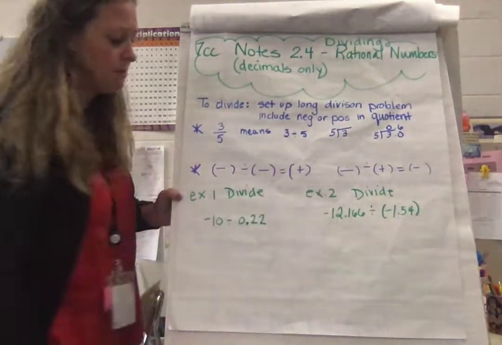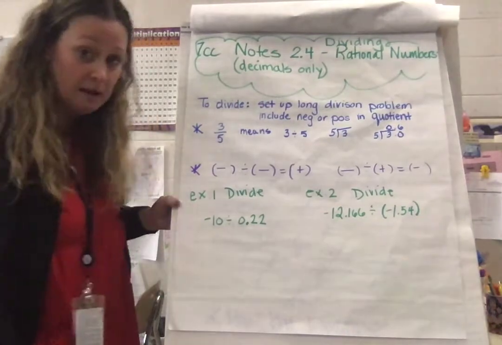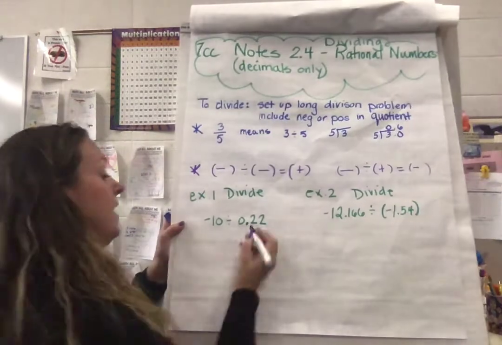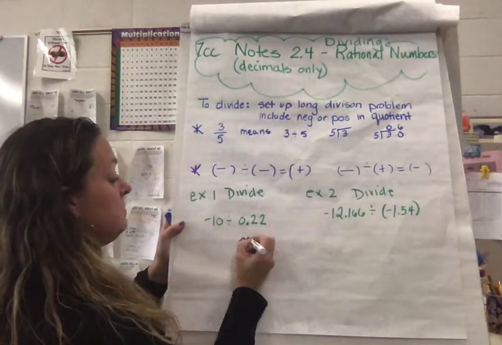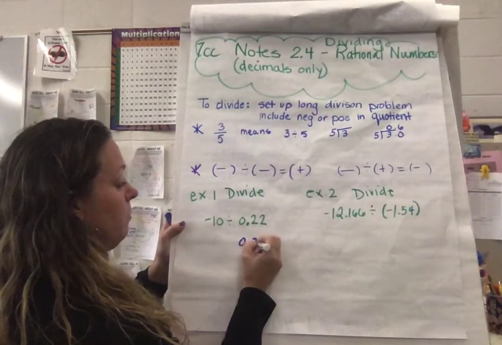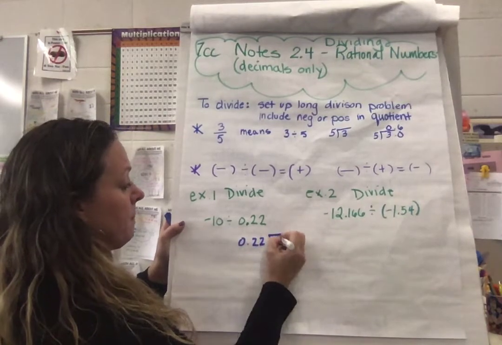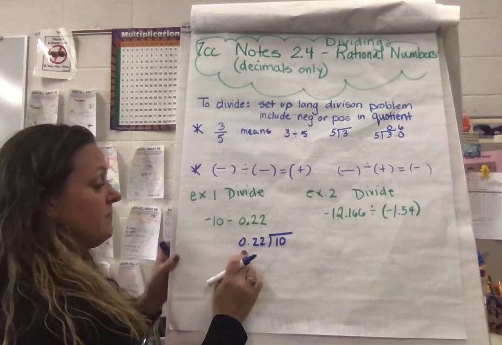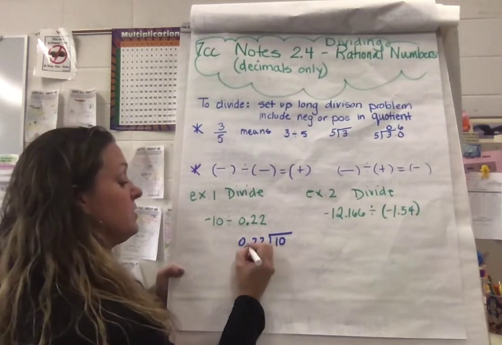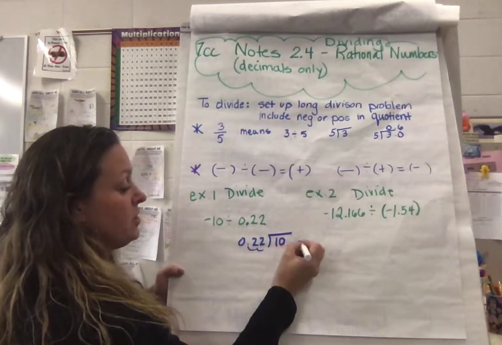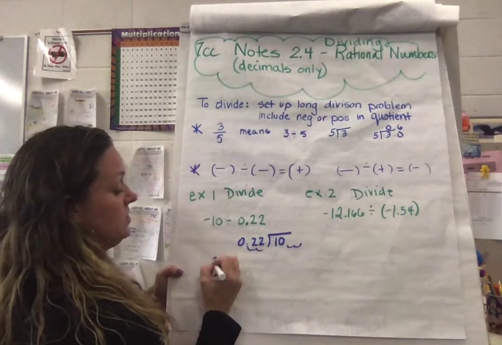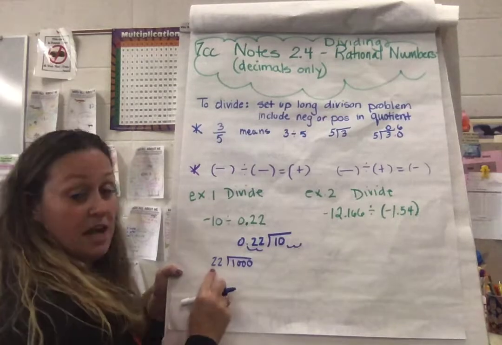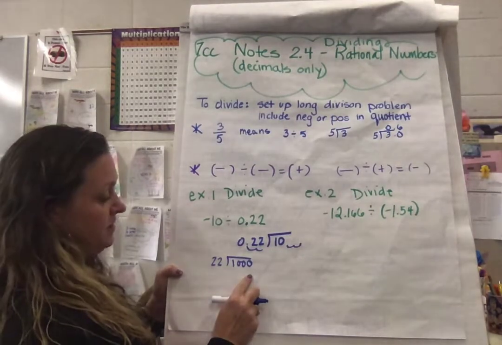I have 2 examples that I'm going to do, and you will be expected to do long division. In the first example, I have 10 being divided by 0.22. 10 is being divided by 22 hundredths. Because there's a decimal point in the divisor, I write an equivalent expression that doesn't have a decimal in the divisor, and that would be, how many times does 22 go into 1,000?